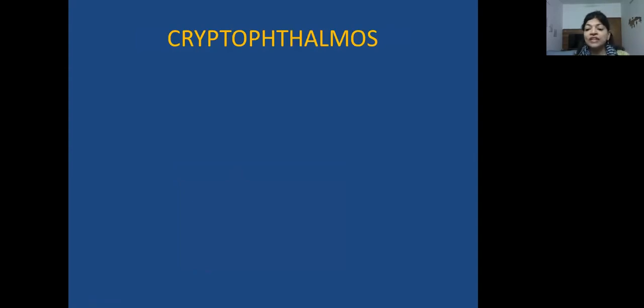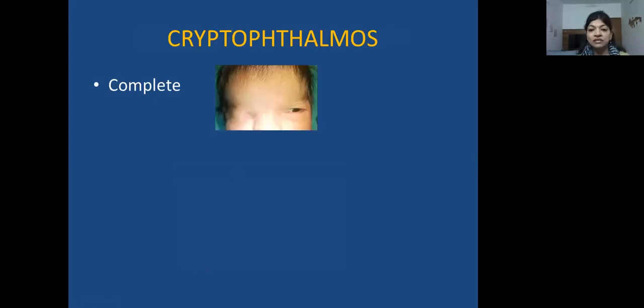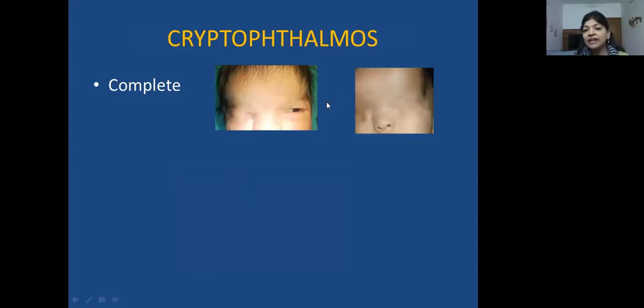So what is cryptophthalmos? Cryptophthalmos mainly means a hidden eye. This occurs when the folds of the eyelids don't separate at the 28th week of gestation. It could be complete, like you see in this baby, where you have a continuous fold of skin from the forehead to the cheek. There's no separation of the eyelids happening here. It could be either unilateral or bilateral. Normally when you see a kid like this with complete cryptophthalmos, you're thinking of Fraser syndrome, and you need to investigate these patients because they can have other genital abnormalities and urinary tract abnormalities.